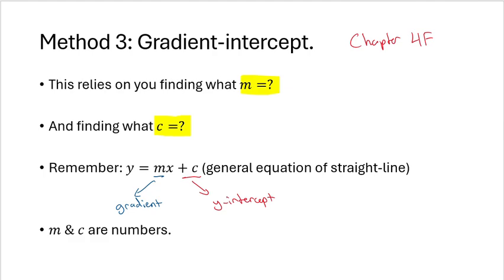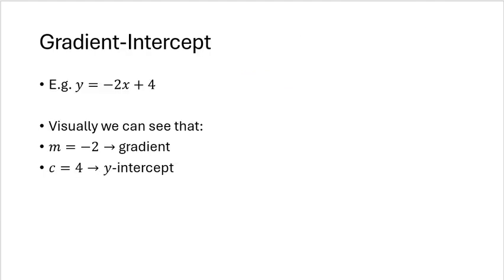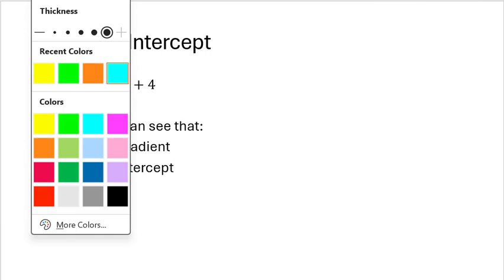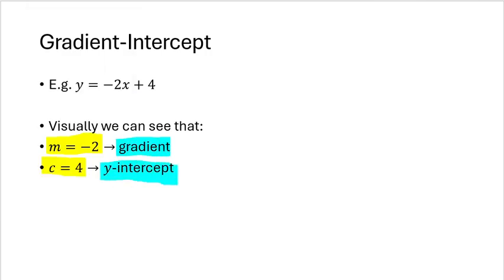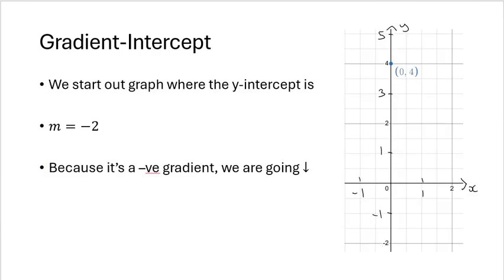Let's just recap that the general equation of a straight line is y equals mx plus c. M is the gradient, c is the y-intercept, whatever those numbers are. Okay, so let's just go through our example. I have the equation y equals negative 2x plus 4. When I'm given this equation, I can just tell that m equals negative 2, and c equals 4. And these are the gradient and the y-intercept. Pretty easy. Now, you're going to start out by drawing your graph and then point out where the y-intercept is.